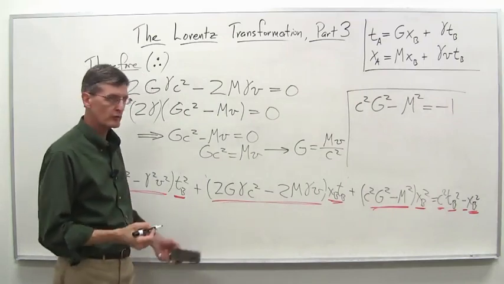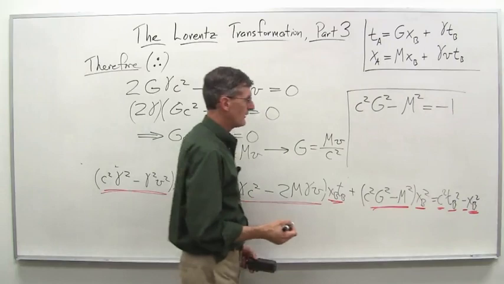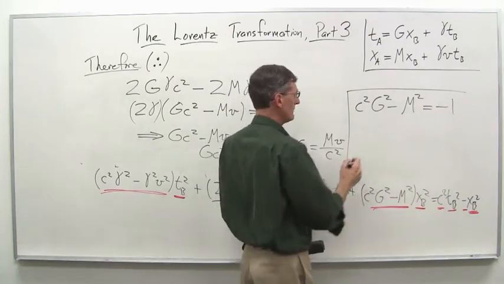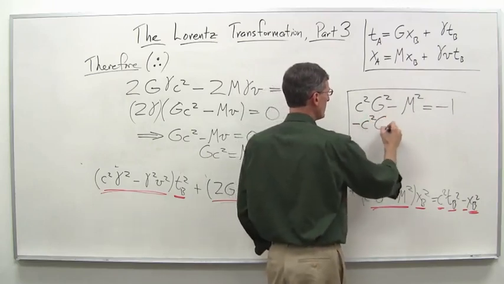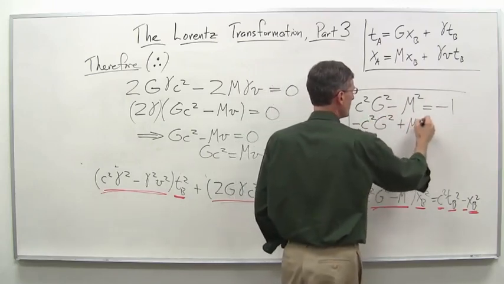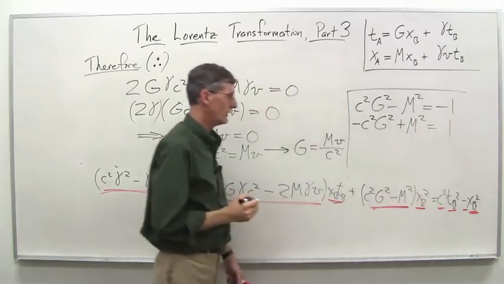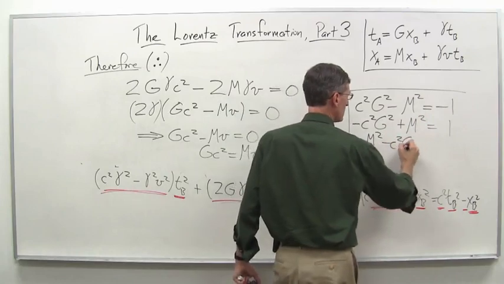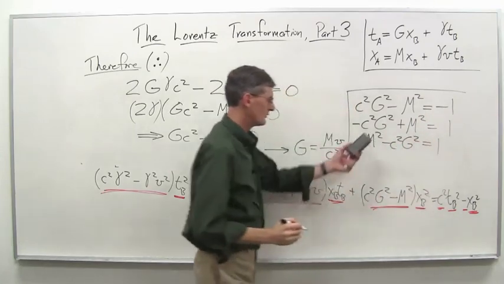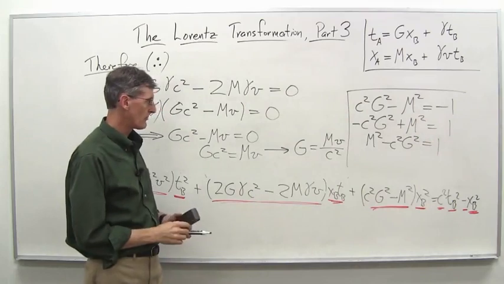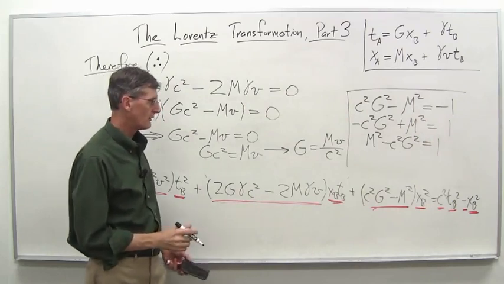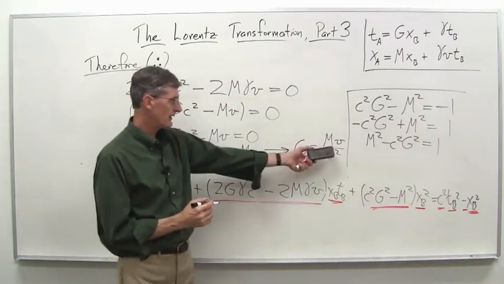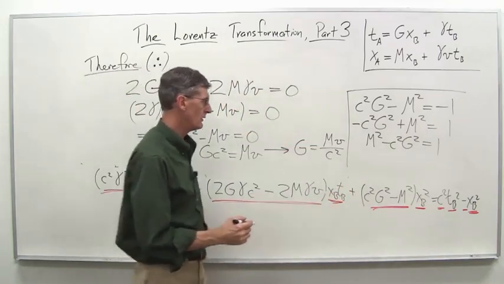And so let's work with this a minute. And we can write this, in fact, I'd like to get rid of that -1. So that's the same as minus c squared g squared plus m squared equals 1. Or m squared minus c squared g squared equals 1. Just flip those terms there. And so what have we got here? Well, we've got m. Let's write it in terms of m here.